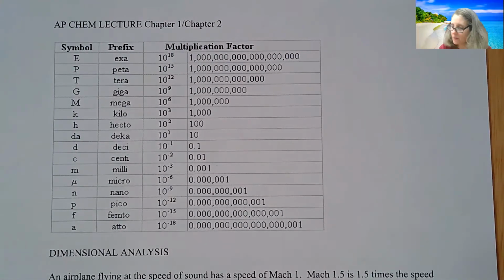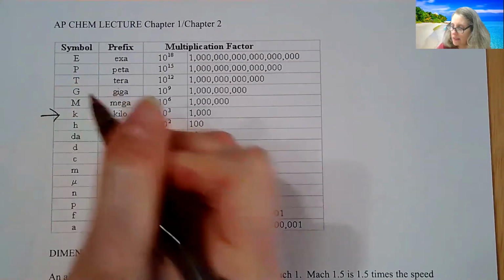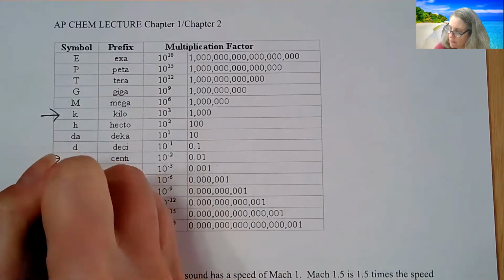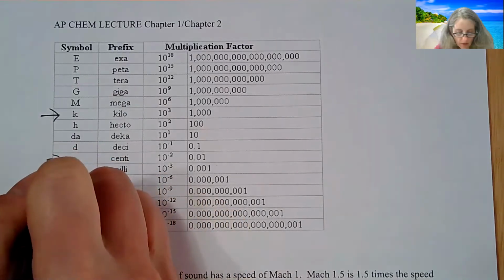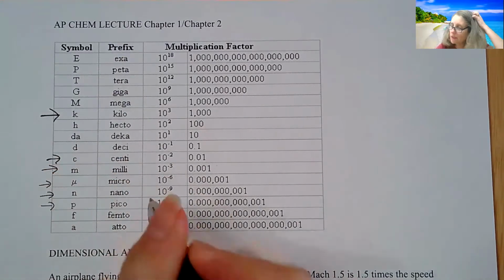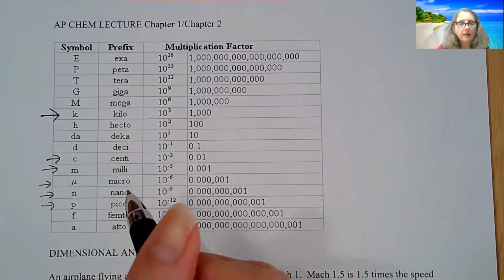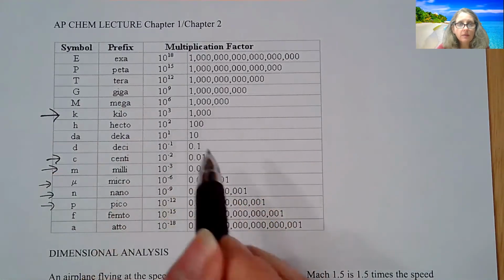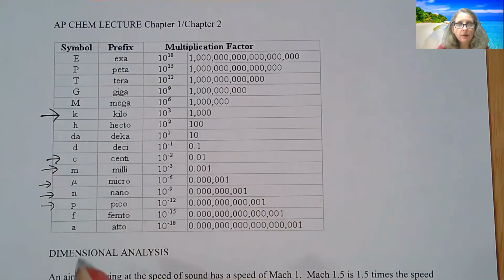The ones you need to focus on are going to be kilo, of course, centi, milli, micro. Occasionally we might see something with nano, and pico when we get into some periodic trends. We will talk about the picometer. So I don't expect you to necessarily memorize this whole table, but I thought it was a nice table to look at.